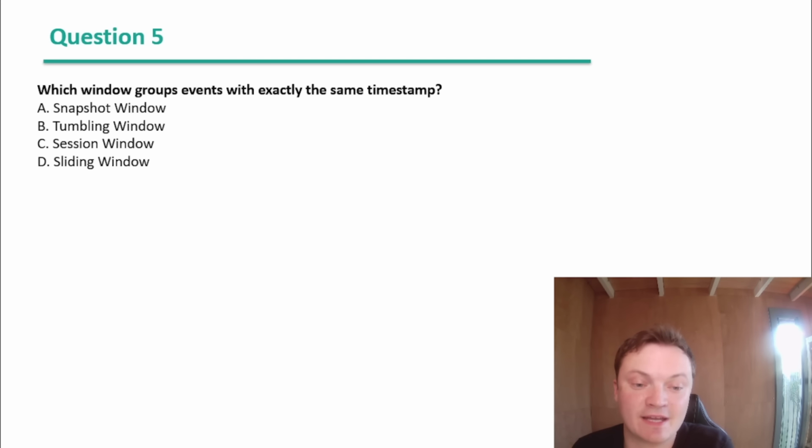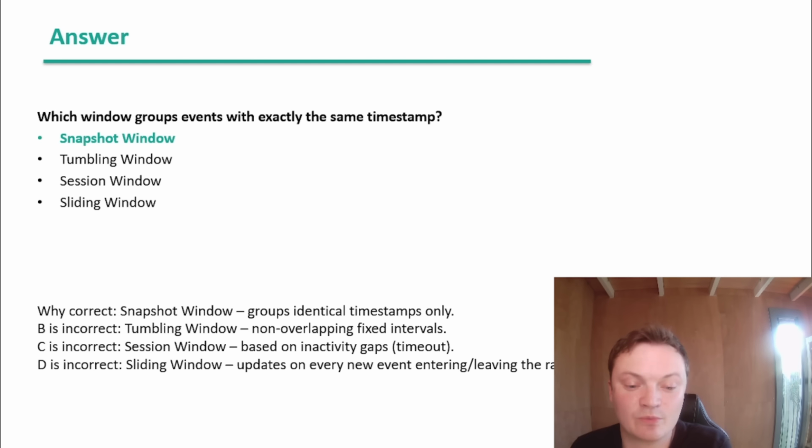Question 5. Which window groups events with exactly the same timestamp? A. A snapshot window, B. A tumbling window, C. A session window, or D. A sliding window? And the answer to that is a snapshot window, as it groups on identical timestamps only.